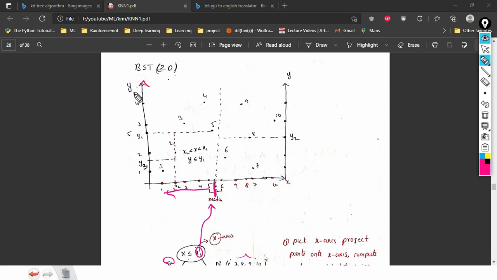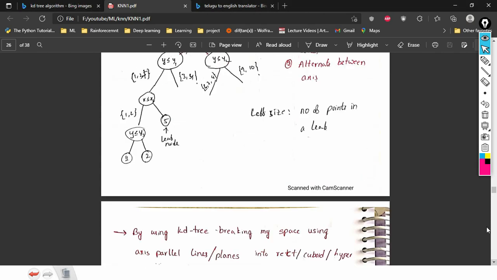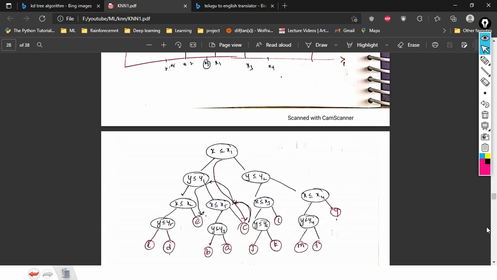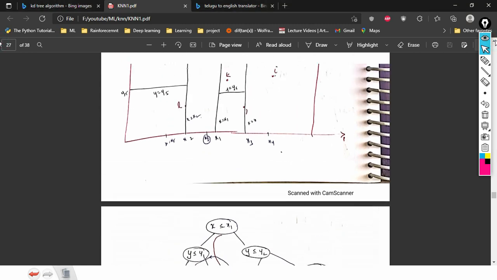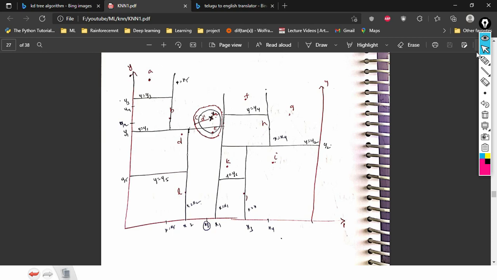Now we will use the y-axis. By using the y-axis we get the next line here, and this is the next line, because these 2 points and the whole there are 5 points. Now when the query point comes, this is the query point. It will first check in which region it is. It is in the C region.